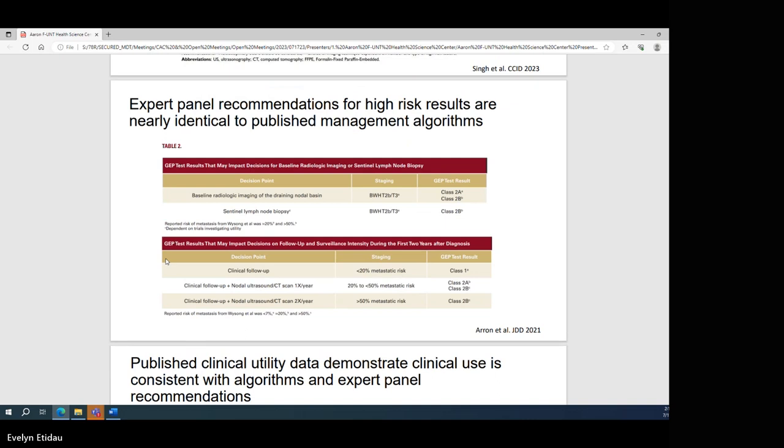So yes, here is another expert panel with published recommendations for high risk results, and they are nearly identical to the preceding two published management algorithms. Again, they will take several management recommendations from our guidelines and match them to the outcomes of the 40 GEP to provide the risk-aligned treatment plan. Next slide, please.